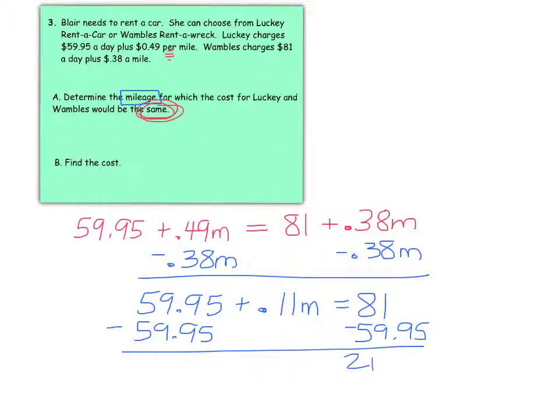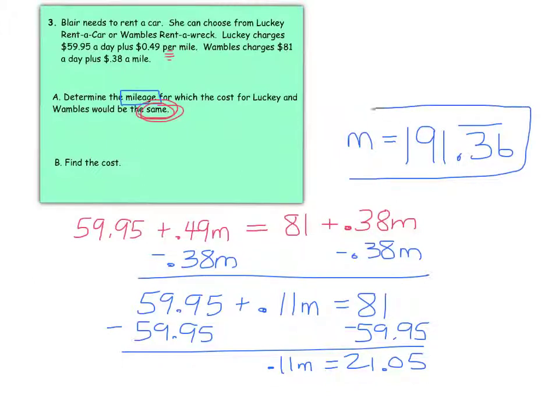It gives you 21.05 equals 11 cents times miles. I'm going to divide that by 11 cents. And I get that M is equal to 191.36, and the 36 is repeating. So they want to know the cost as well. So we're not quite done. Because it's a repeating decimal, you should keep that in your calculator.